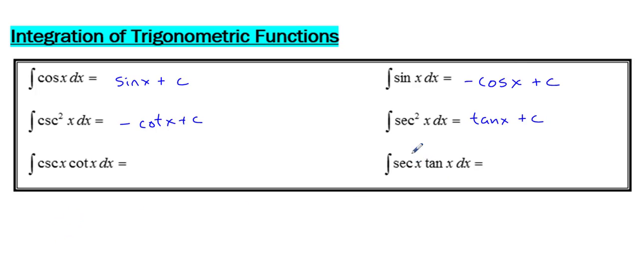How about this? Whose derivative is secant x tangent x? Just secant, plus c. The derivative of secant is secant tangent. I would highly suggest we make some flashcards or do some Quizlet stuff or quiz your buddies or friends or whatever. You got to have these in your brain. Whose derivative is cosecant x cotangent x? Negative cosecant x plus c. Those are definitely ones we need to memorize.